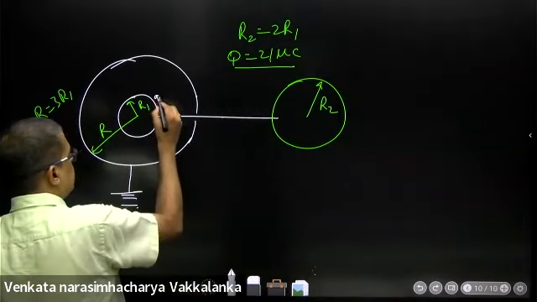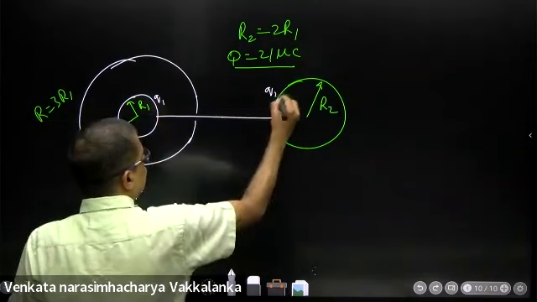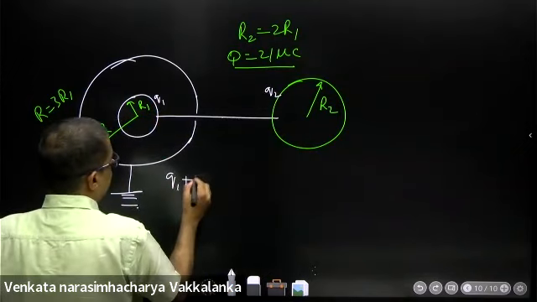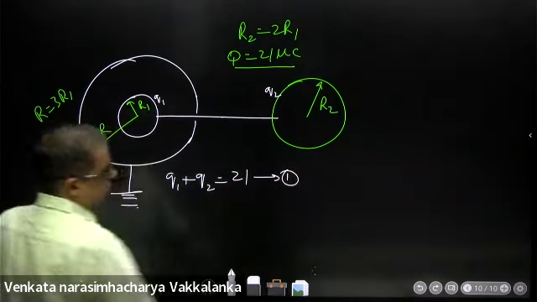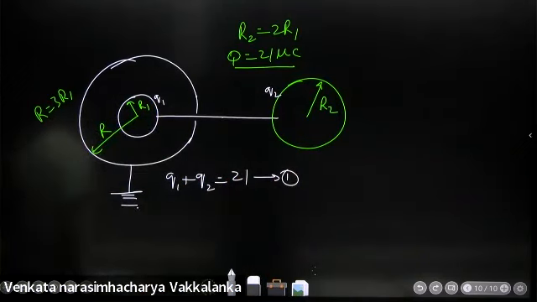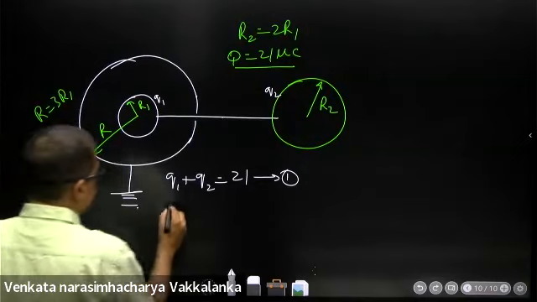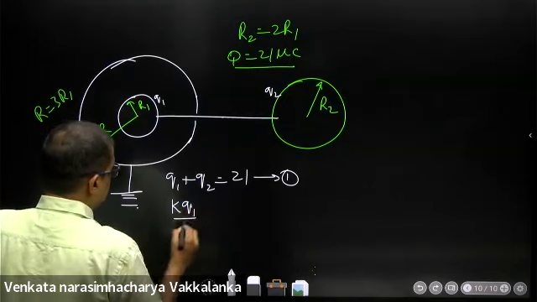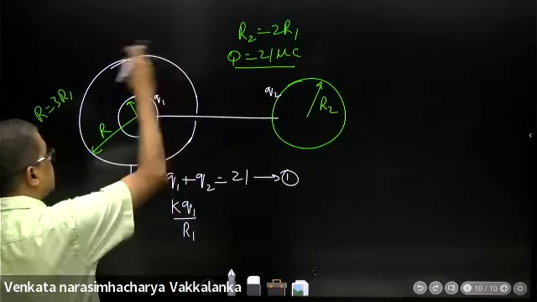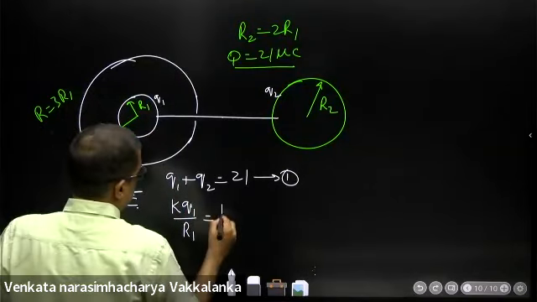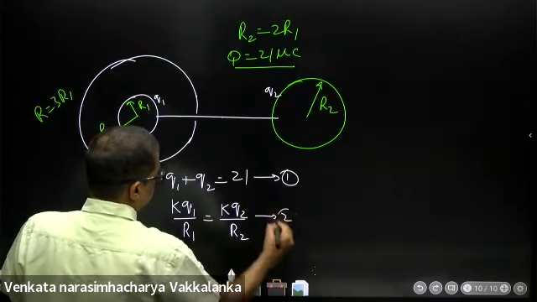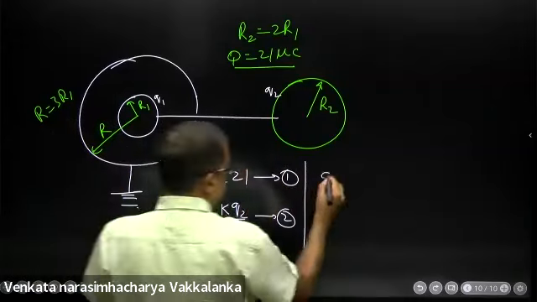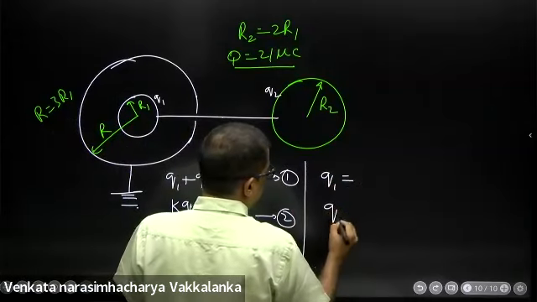First information is Q1 and Q2. You're telling me Q1 plus Q2 should be equal to 21 is my first equation. That was the information you gave. Second will be K Q1 by R1, this was before placing it inside the sphere, should be equal to K Q2 by R. Kindly simplify both and tell me how much is Q1 and how much is Q2.